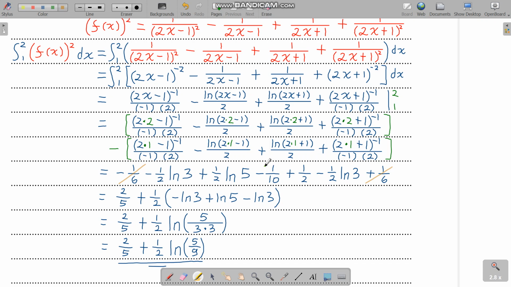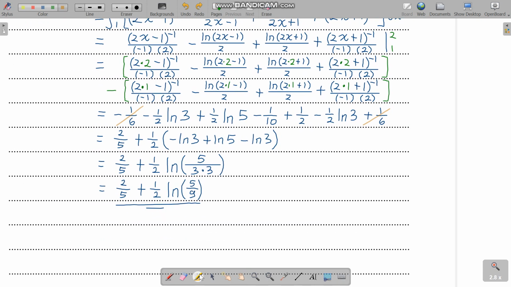Just simplify this part first here. Minus 1 over 10 plus 1 over 2, that's going to be plus 2 plus 5 over 10, so 4 over 10, 2 over 5. And for the logarithms, just pull out the 1/2, so from this term we still have minus ln 3, and from this term we have ln 5, and from this term we have minus ln 3. So we pull out the plus 1/2, and now we combine the logarithms.